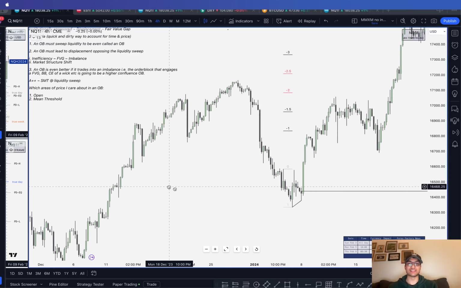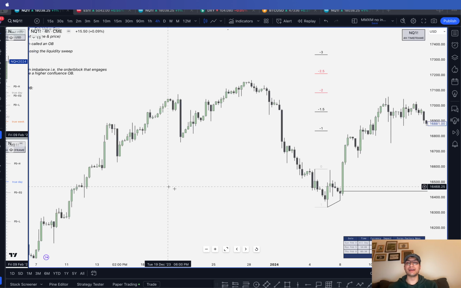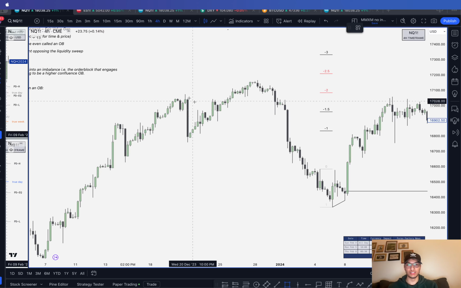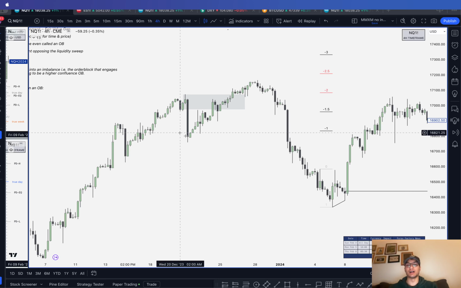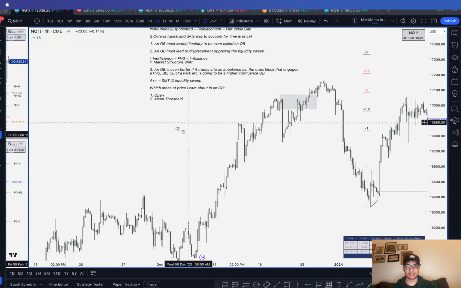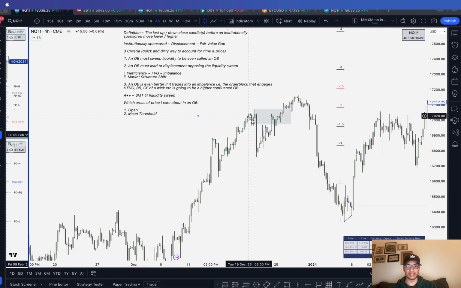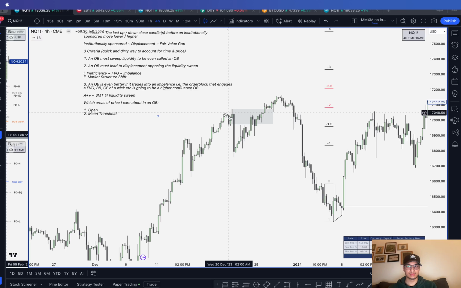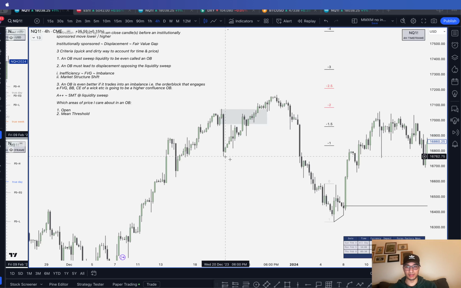This is like the basis of ICT. Why might a PD array fail to support price? Let's do this chronologically. Is this an A+ order block? Yes or no? I would say yes. Let's go through it. Does it sweep liquidity? Yes. Does it lead to displacement? Yes. Does it tag a higher time frame PD array?